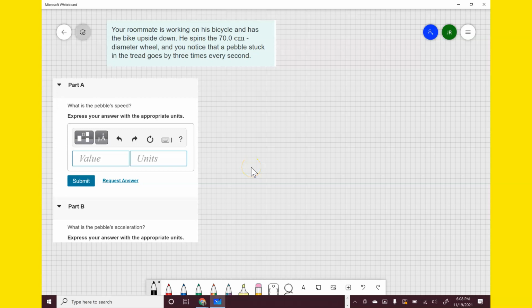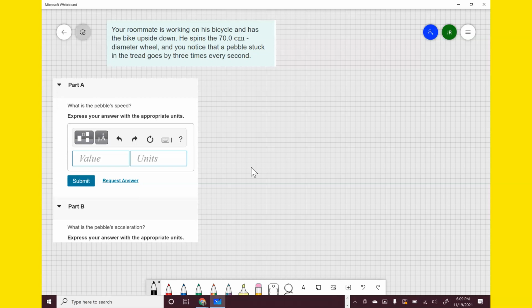Hello physics students, we are working on chapter 4, looking at circular motion problems from the homework. Just going to be going through some homework problems that you guys texted me about wanting to go through. So this is number 3, that's the first one we're going through.